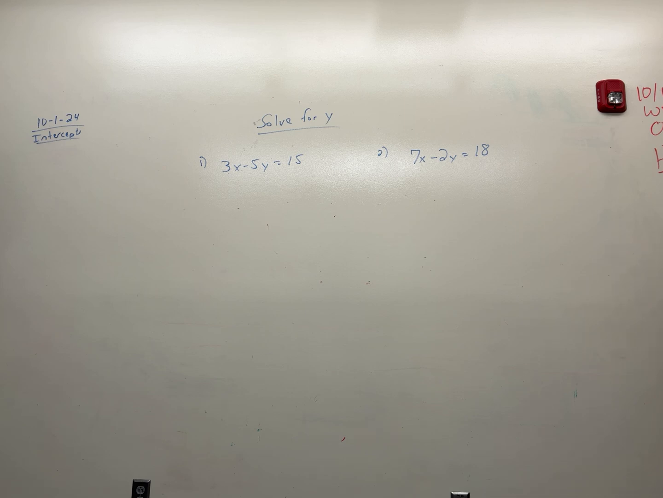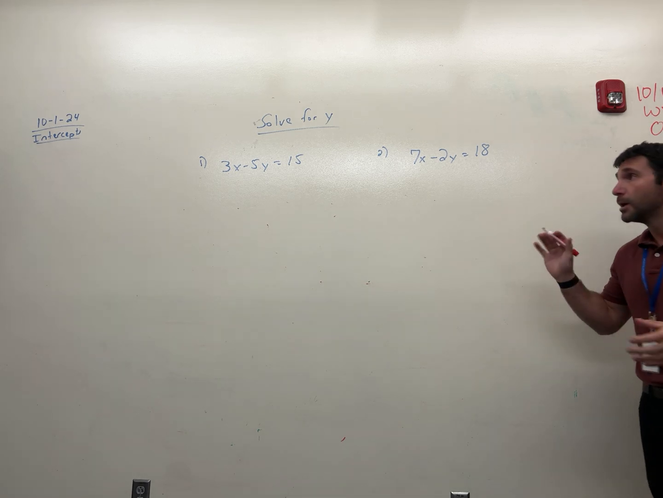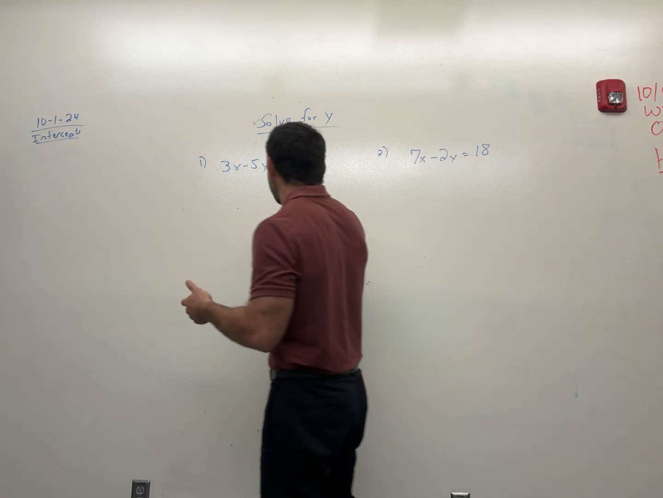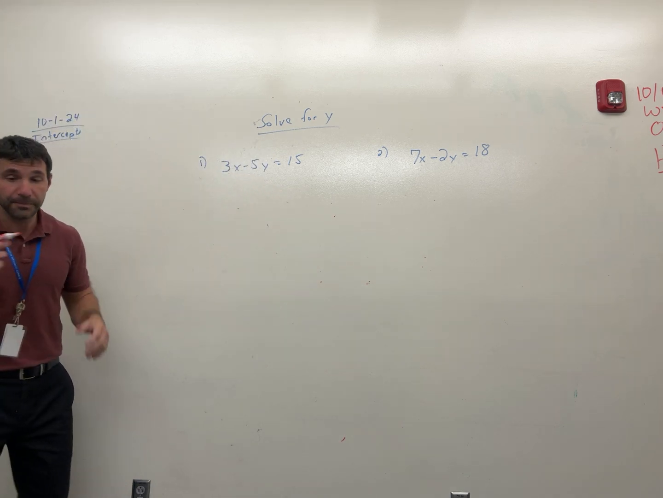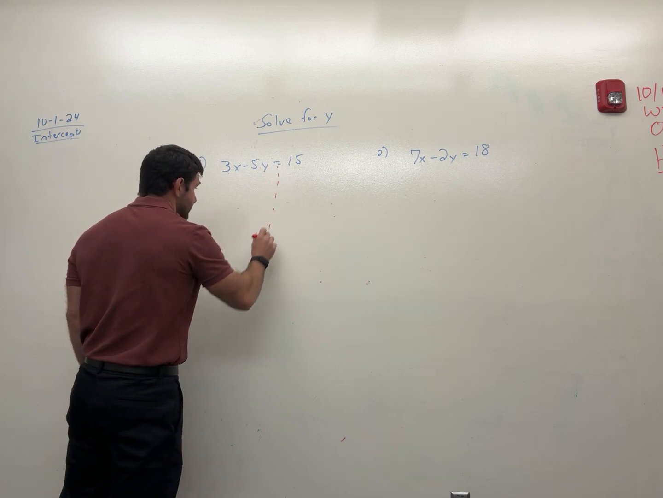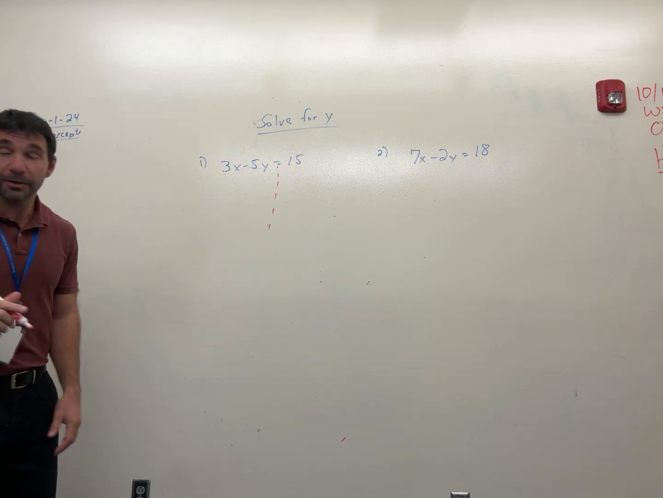Are there other forms? Yes. Are we going to talk about them? Very briefly. We want slope-intercept form. To get it into slope-intercept form, we need to solve for y. Okay? When we solve for y, we move the x, we divide the y.